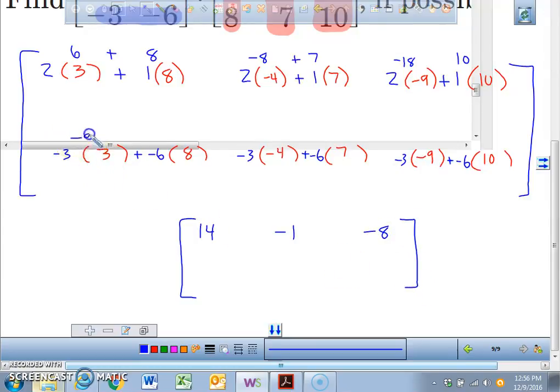Here we've got a negative 9 plus a negative 48. You add those together, that becomes a negative 57. Here you've got a 12 plus a negative 42. That gets me to a negative 30. And here you have a 27 and you have a negative 60. And that's going to get me a negative 33.